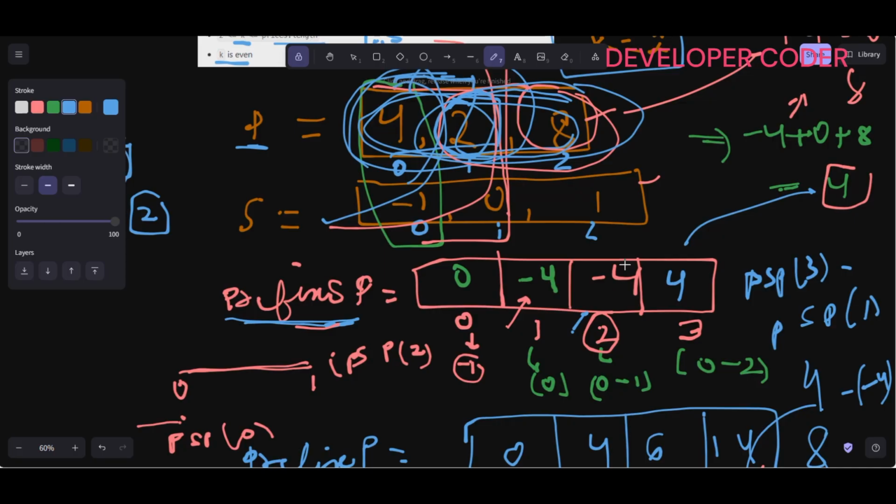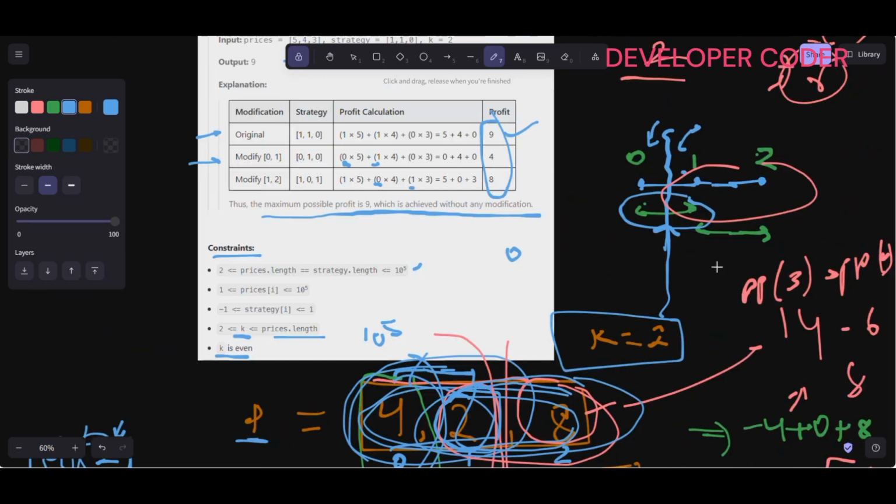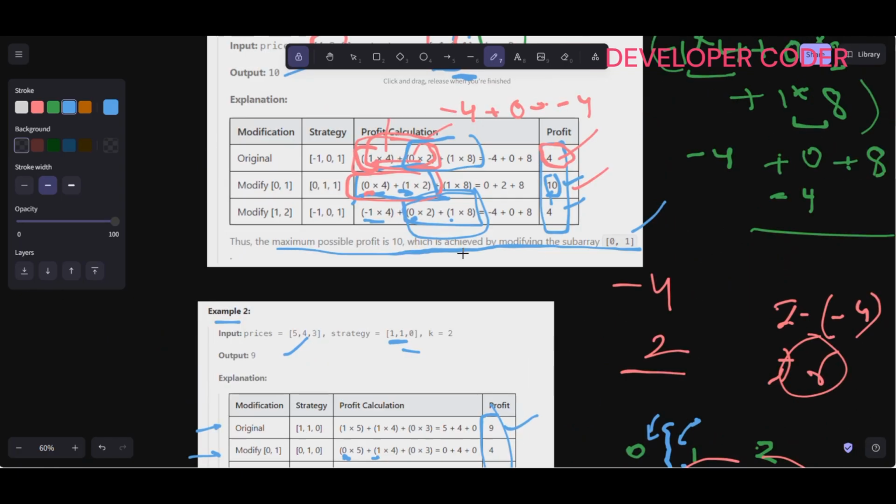So the gain is 0. So the best gain, you will say, is 6 only. So 6 is the best gain. In that, the original profit was 4, so 4 plus 6 is 10. That's what you need to do, right?